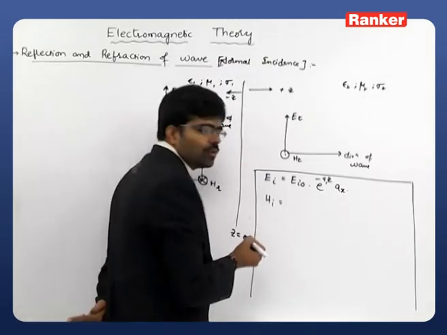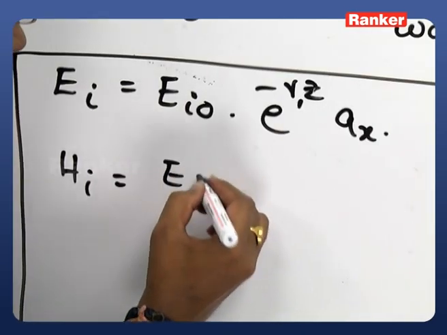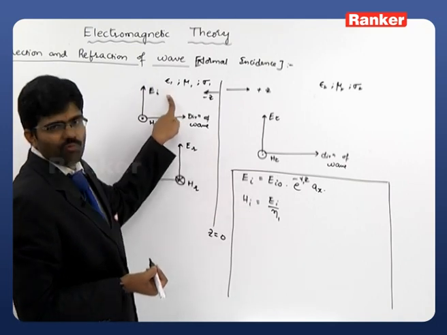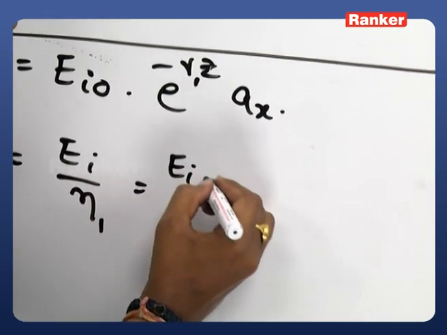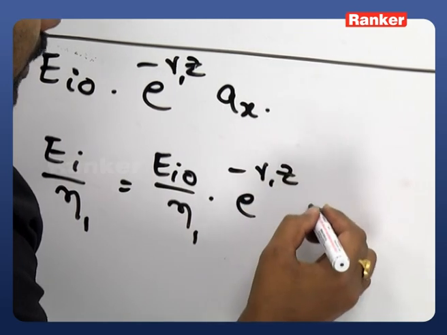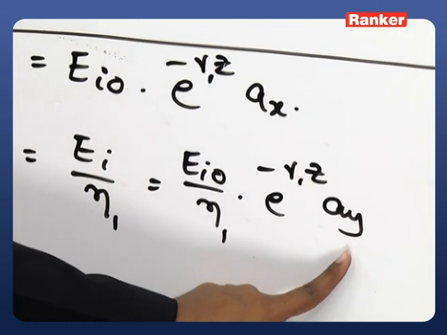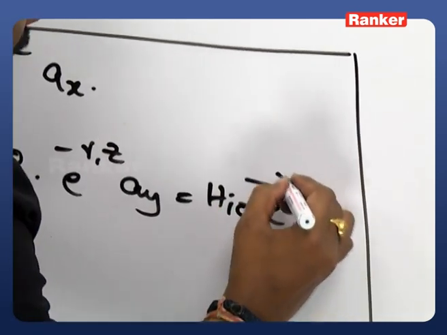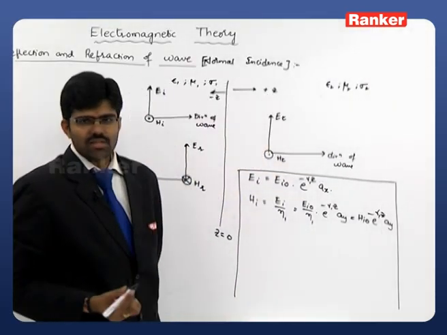Incident magnetic field is equals to, how can we write the relation between E and H? So simply it is EI by eta 1, where eta 1 is the characteristic impedance of the medium 1, right? So this can be written as EI naught divided by eta 1 e power minus gamma 1 z, and we are assuming that the incident magnetic field is in the direction of ay, right? So this can be written as HI naught e power minus gamma 1 z ay.